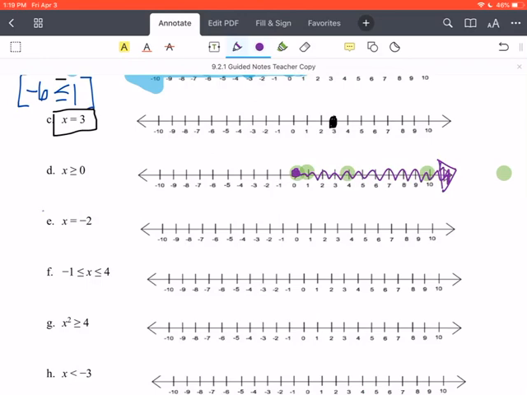Now we're back to E, where it just talks about what value of x is equal to -2. Well, how many options do we have? We have one option, and that is at -2. When there's no inequality sign, we are not going to shade.